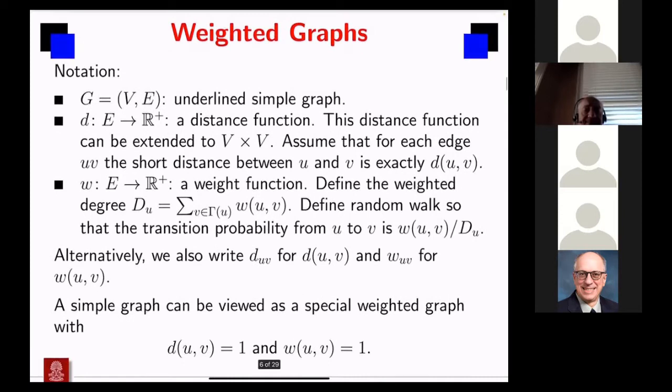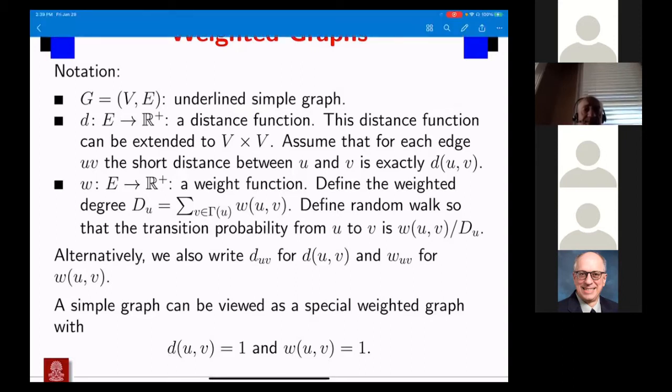So the weighted graphs we consider in this talk are slightly different from the usual weighted graphs. We actually have two weights. So given the underlying simple graph, and then you have two weights. One is called the distance function, the other one called the weight function. And what do they do? One is called D, one is called W.